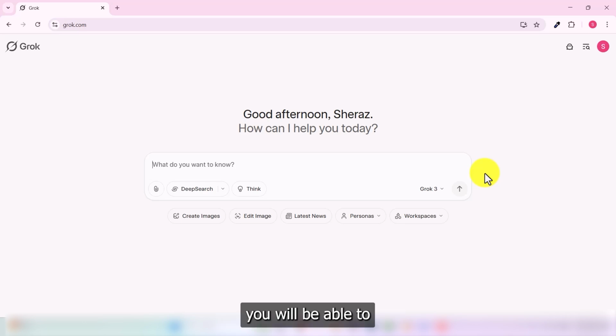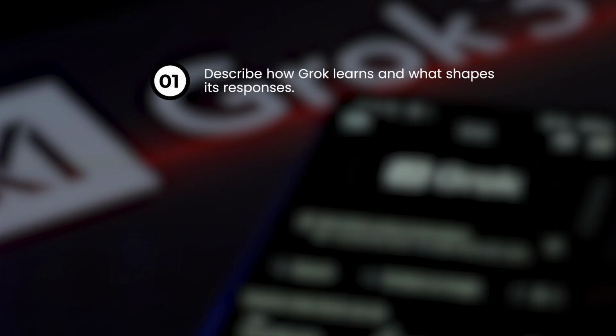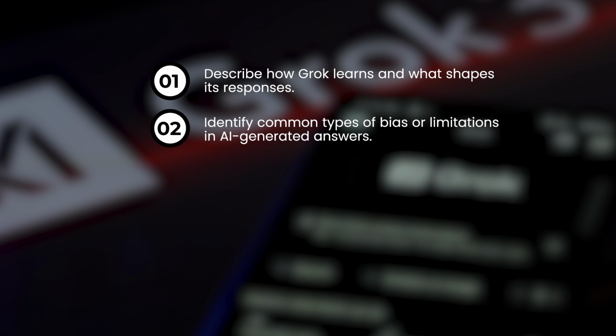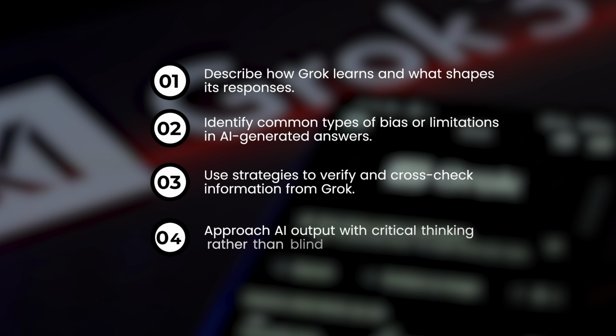Objectives of the lecture. By the end of this lecture, you will be able to describe how Grok learns and what shapes its responses. Identify common types of bias or limitations in AI-generated answers. Use strategies to verify and cross-check information from Grok. Approach AI output with critical thinking rather than blind trust.